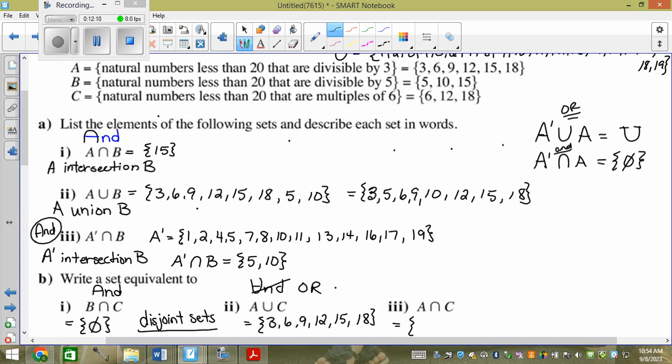Is this one an intersection? It's an intersection, sorry. Is that and or or? And, because I would write the word and. So, what's in A and C? 6, 12, 18.